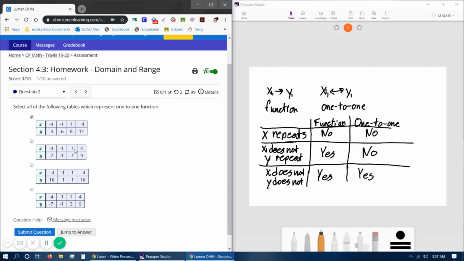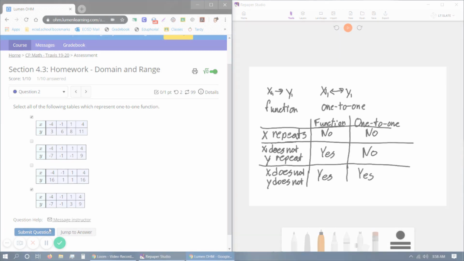On the second table, x does not repeat, so it is a function. However, the y value of -1 does repeat, meaning it is not one-to-one. On the third table, x does not repeat, so it is a function. But the y value of 1 does repeat, meaning it is not one-to-one. On the fourth table, x does not repeat, so it is a function. Y does not repeat either, so it is also one-to-one.